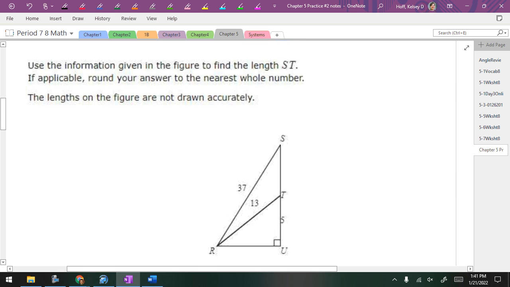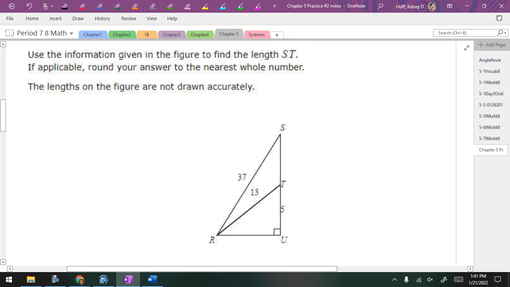Problem number 2, use the information given in the figure to find the length of ST. ST in my picture is right here. If applicable, round your answer to the nearest whole number. So what they're saying is if you get a decimal, round it to your nearest whole number. Then it says the lengths on the figure are not drawn accurately.